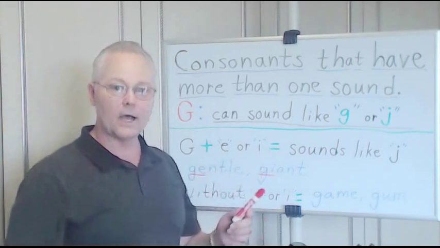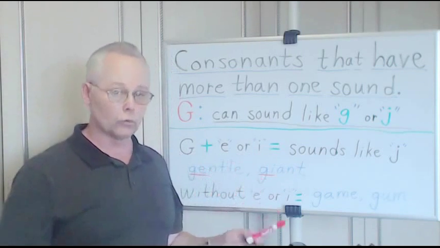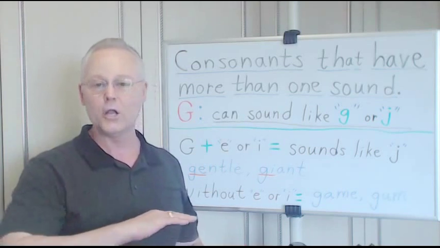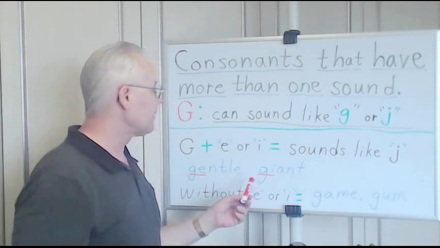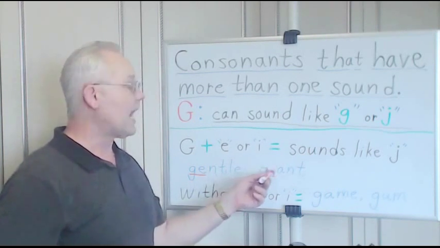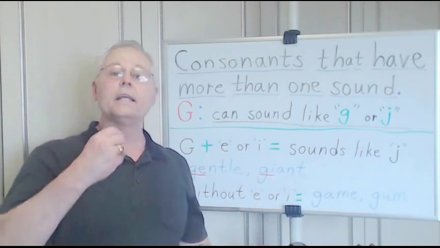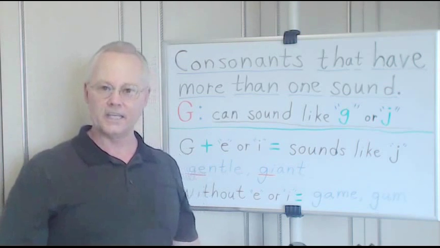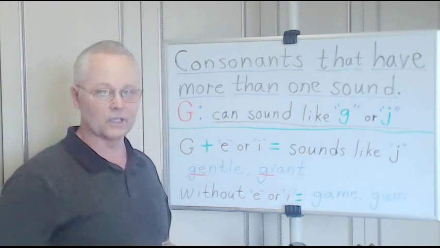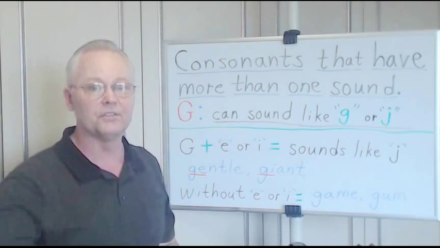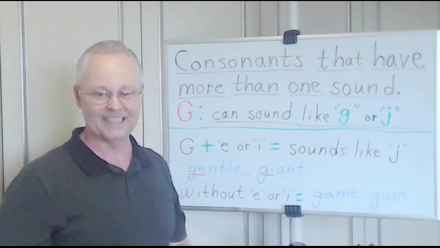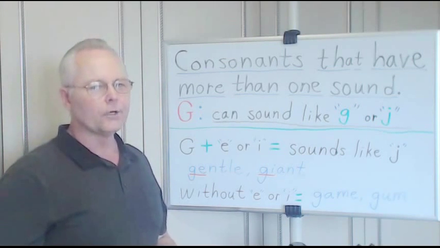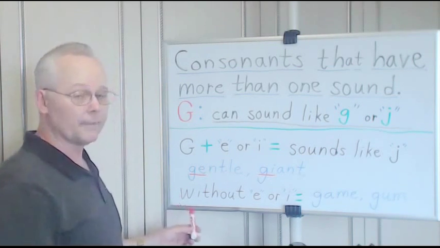Gentle giant. Now, are these rules that I'm telling you about 100% always right? No, no, no. For example, if you take the word G-I-V-E, give. Here, I'm going to give you my marker. Give. Well, that's a G sound, not a J sound. So the rules are not 100%, but pretty good to keep in mind. Most of the time they're right.